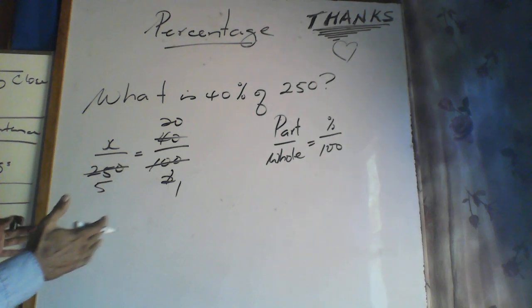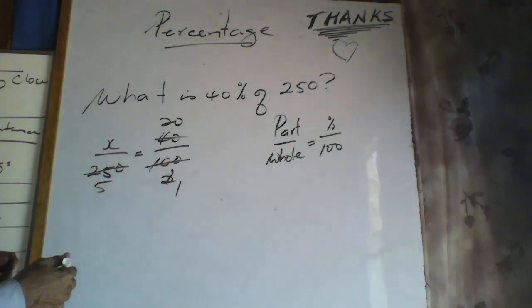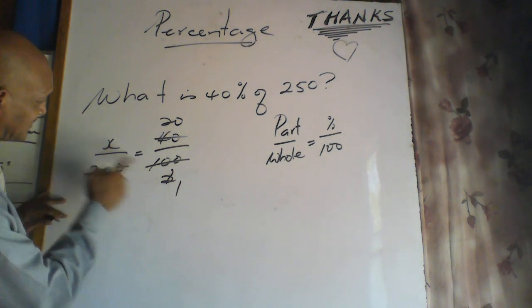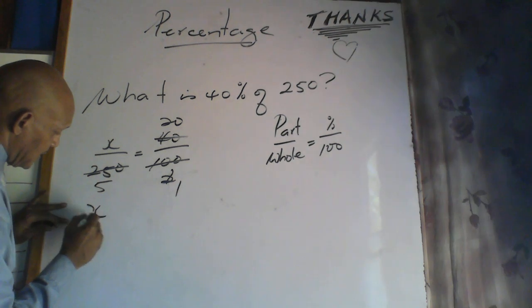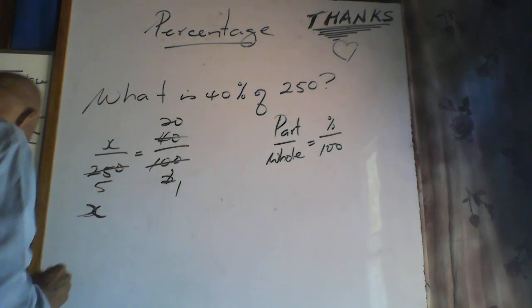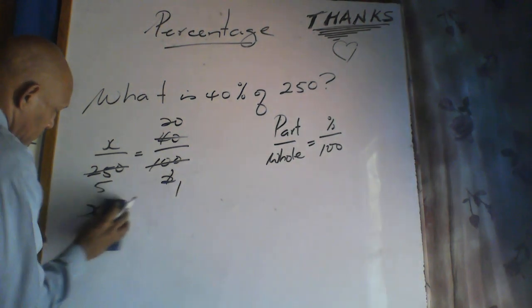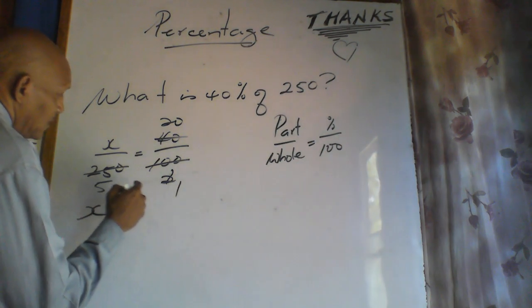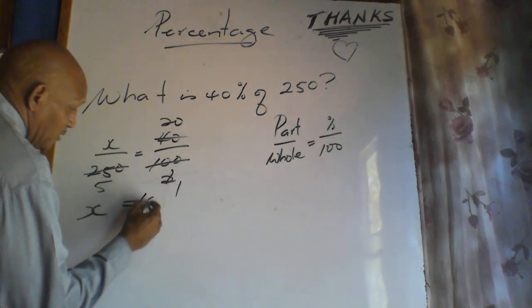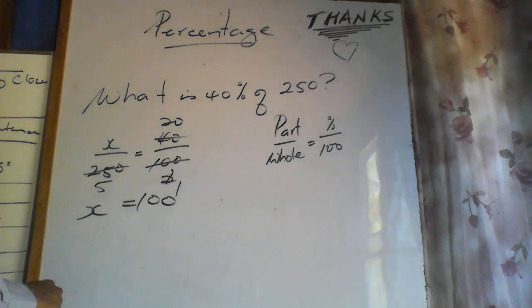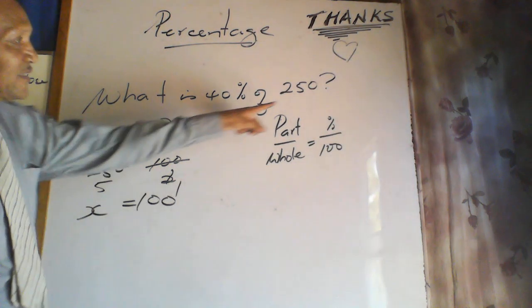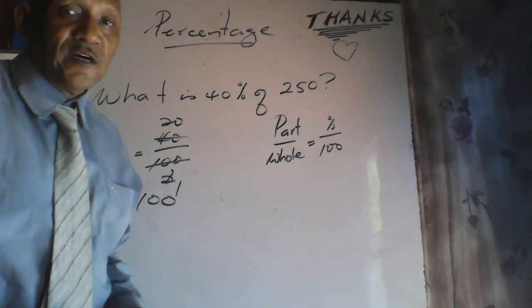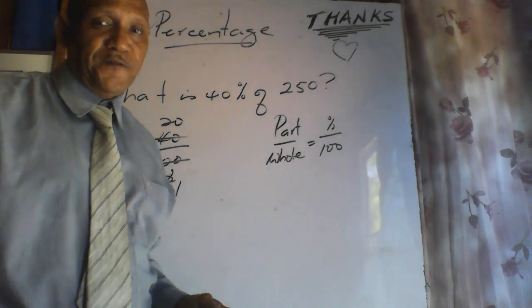There's no more cancelling. So I cross multiply. 1 times x is x. Bring down my equal sign. 5 times 20 is 100. So what is 40% of 250? 100 is 40% of 250.